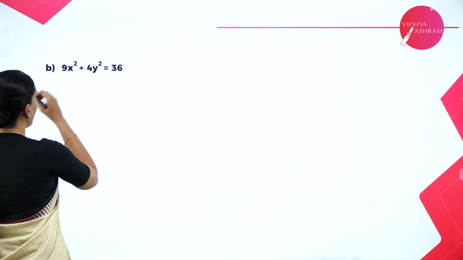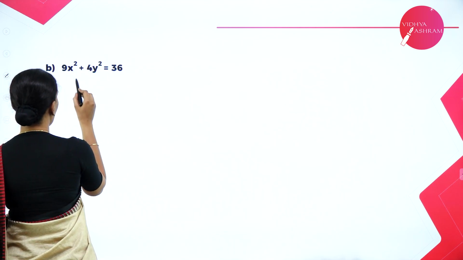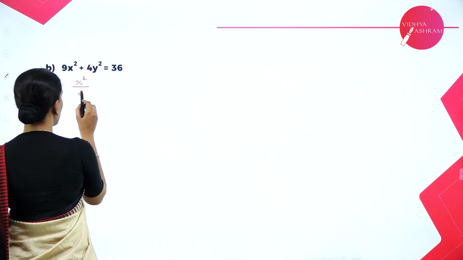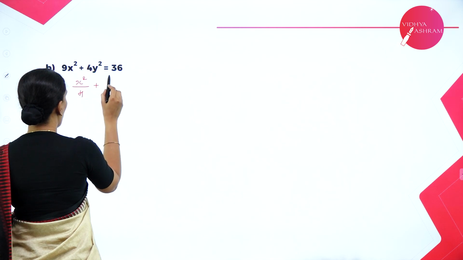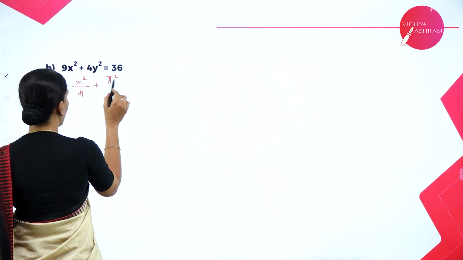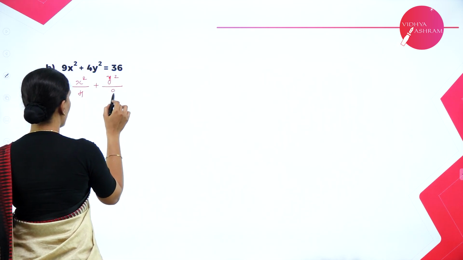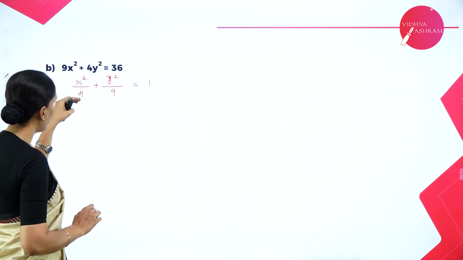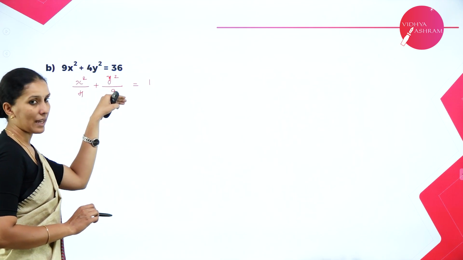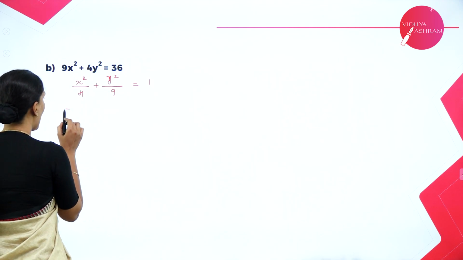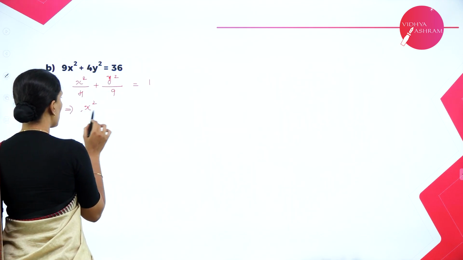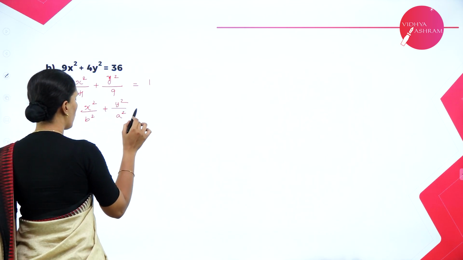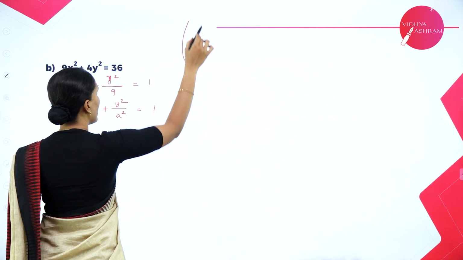So if we divide this by 36, then we will get here x square by 9 by 36 becomes 4. 9 4s are 36. 4 y square divided by 4 by 36 become 9 is equal to 1. Now here you can see the denominator value of x square is less than y square. So therefore this is the standard equation of the form x square by b square plus y square by a square is equal to 1. So this is a vertical ellipse.